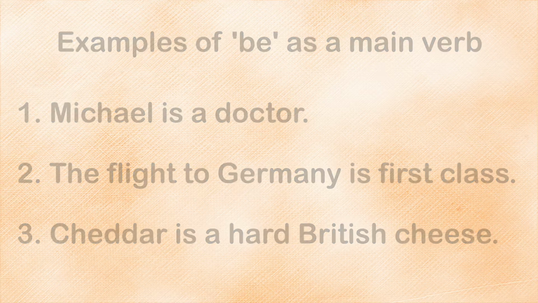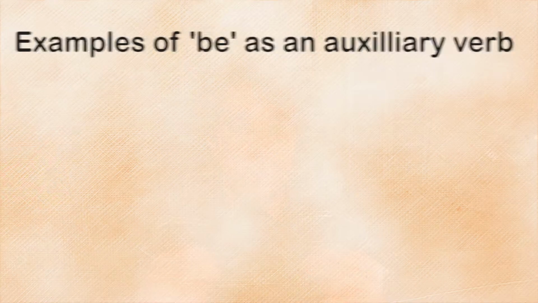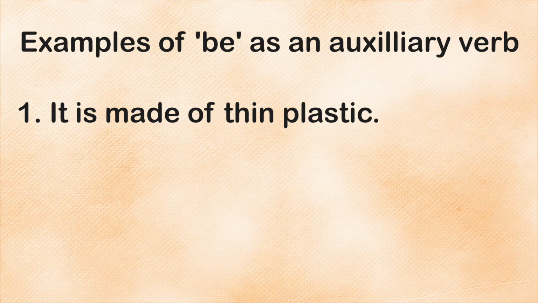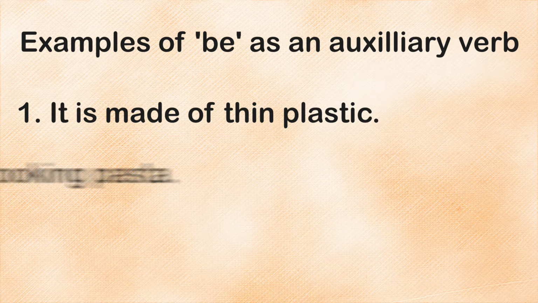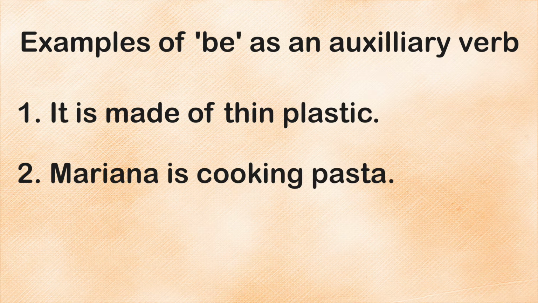Now, the following are examples of the be verb used as an auxiliary verb. It is made of thin plastic. Mariana is cooking pasta. Just be careful when introducing the be verb as a main verb as well as an auxiliary verb to students, because students will start to recognise that the be verb combines with the present continuous as well as a passive form.